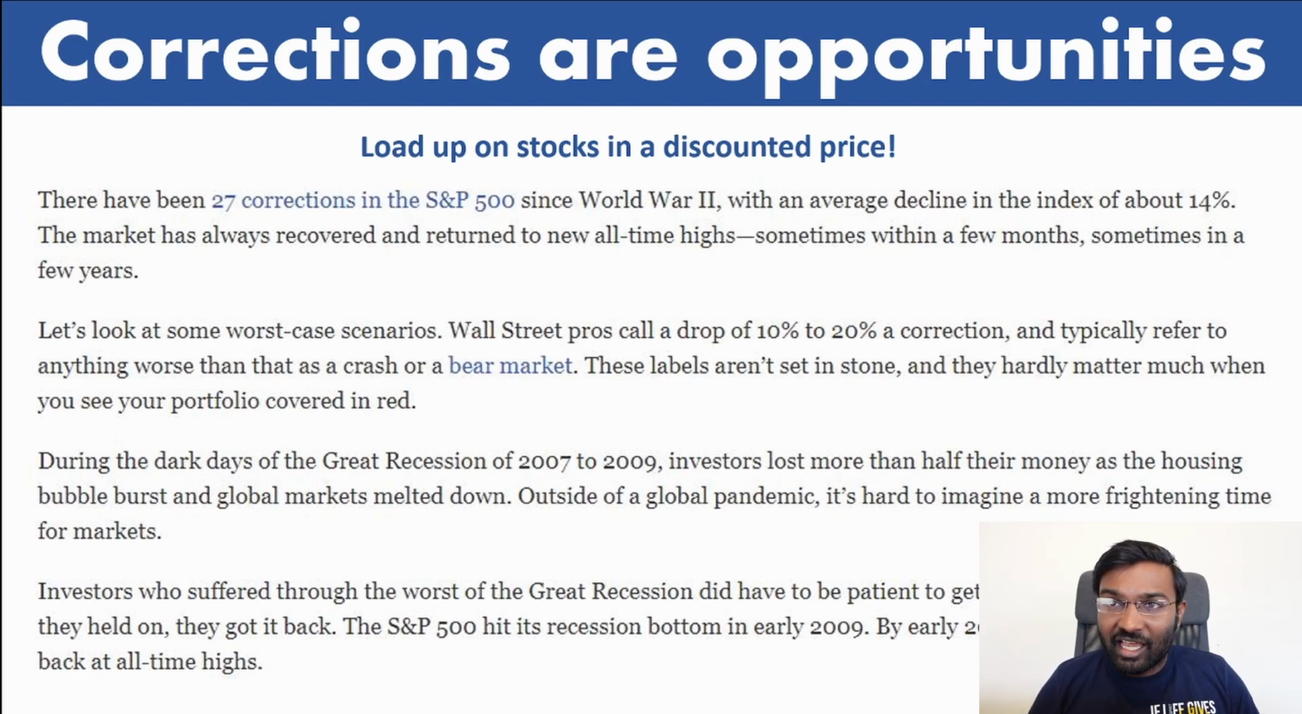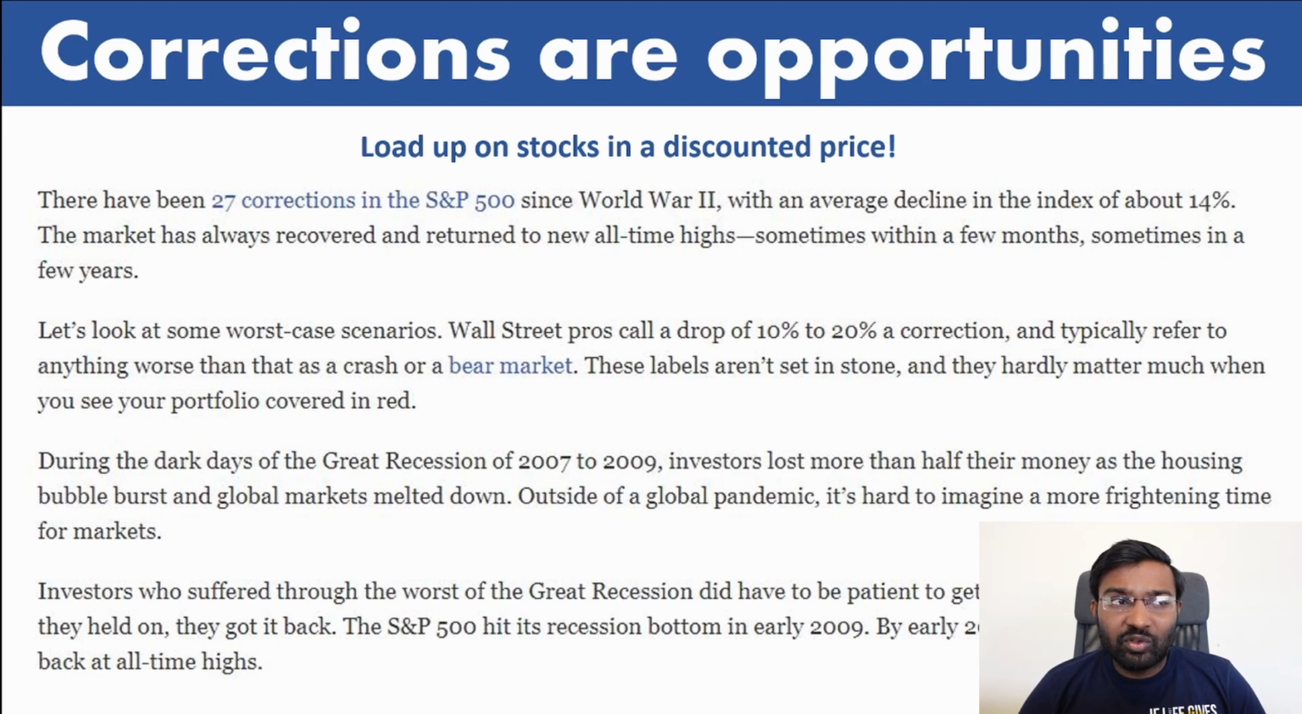Whatever losses I am seeing in my current account are just paper losses. Until you sell, it is not a realized loss. So you have to think of it that way. You have to load the boat up, load up on stocks at a discounted price, because you can see a lot of discount opportunities at that time.